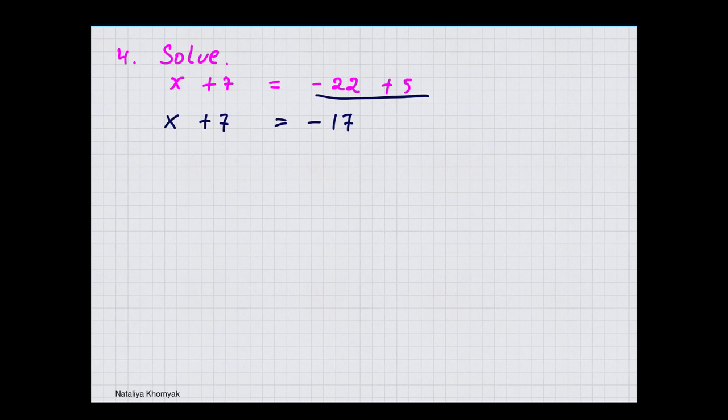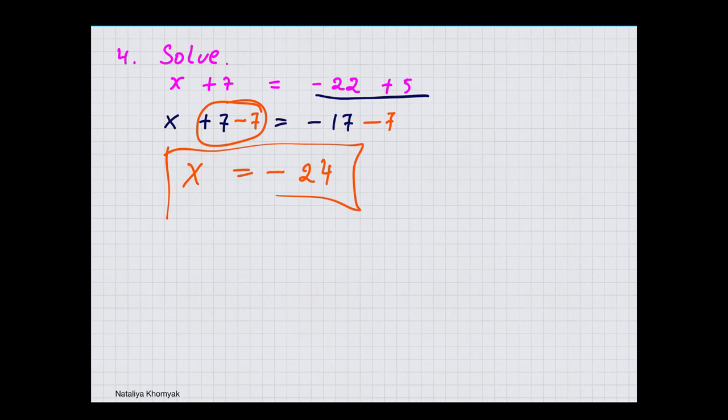Now, there is a 7 that is being added to x, and the opposite of adding 7 is taking away 7. And whatever you do to one side of the equal sign, you want to subtract the same thing from the other side. 7 minus 7 is 0. So we have x equals, same sign, we calculate the sum. It will be negative 24. And this is our solution.